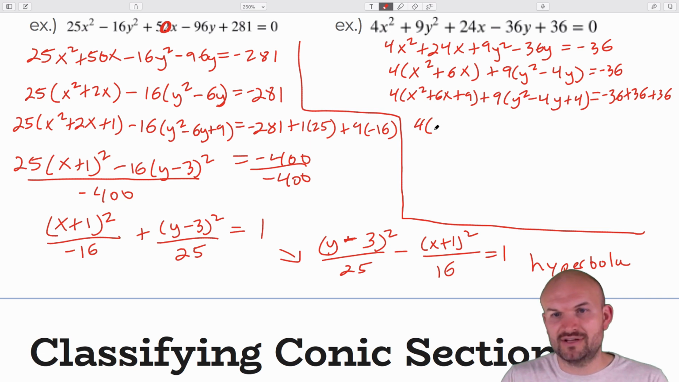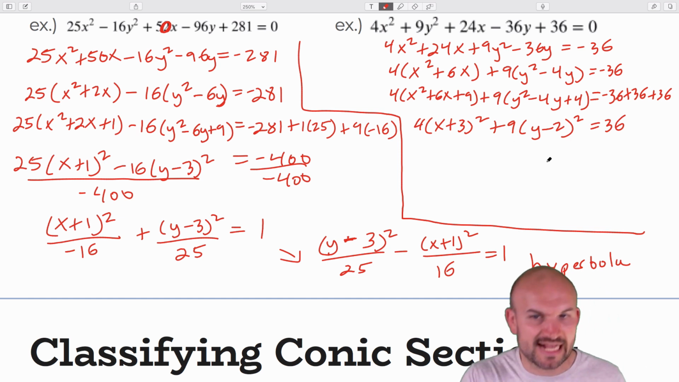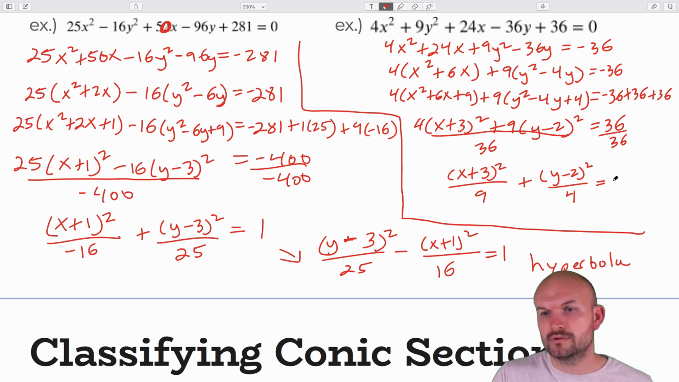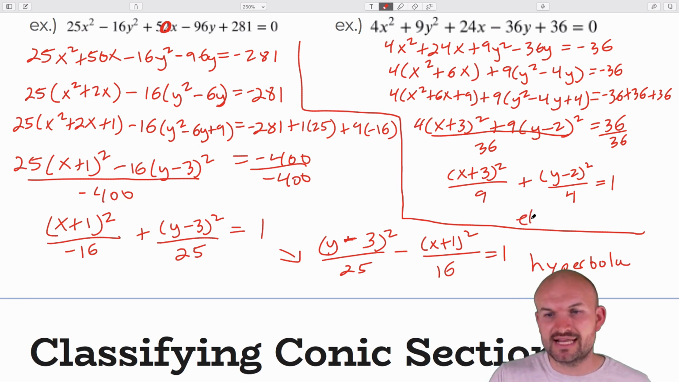These can all be factored down into (x plus 3) quantity squared plus 9 times (y minus 2) quantity squared equals 36. But again, we can recognize that if we want to put this in standard form, then we're going to want to divide by 36 on both sides. 4 over 36 is going to be 1/9. Plus 9 over 36 can be written as 1/4. Okay, and there you go, ladies and gentlemen. Now you can see that this has an addition instead of a subtraction between the two quantities. So therefore, this is an ellipse.